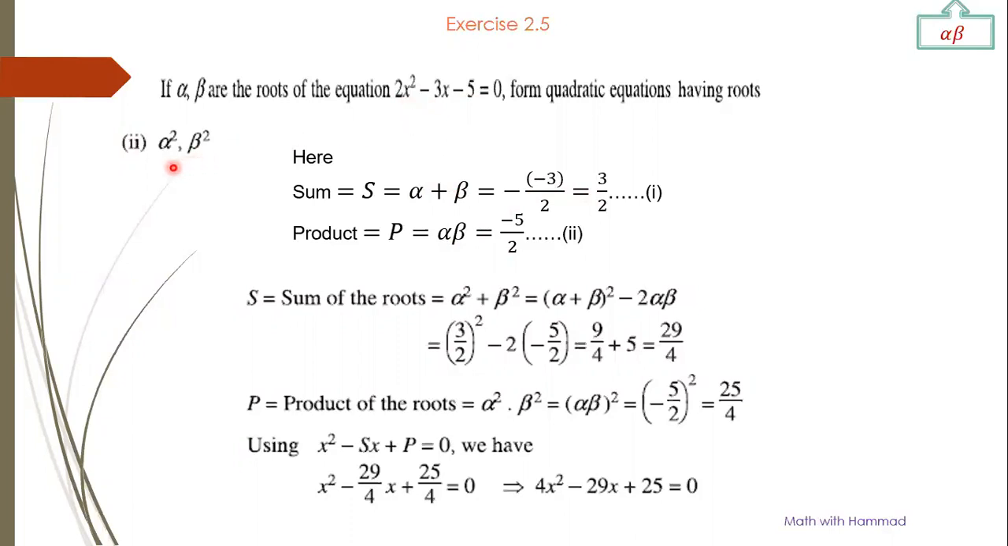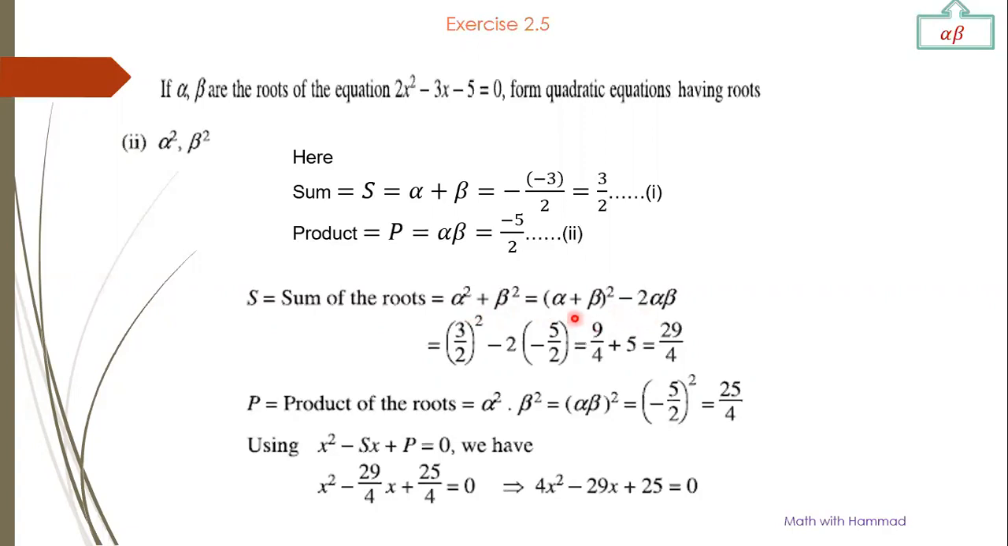The second part is alpha square and beta square. Sum of the roots means alpha square plus beta square. And from the previous exercise, we know that alpha square plus beta square can be written as alpha plus beta whole square minus 2 alpha beta. Why? Because alpha plus beta whole square means alpha square plus beta square plus 2 alpha beta, and plus 2 alpha beta and minus 2 alpha beta cancel out. We will get alpha square plus beta square. So alpha square plus beta square is always written as alpha plus beta whole square minus 2 alpha beta.